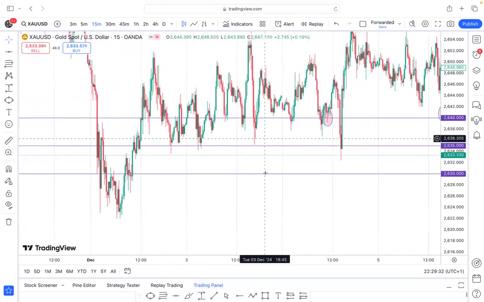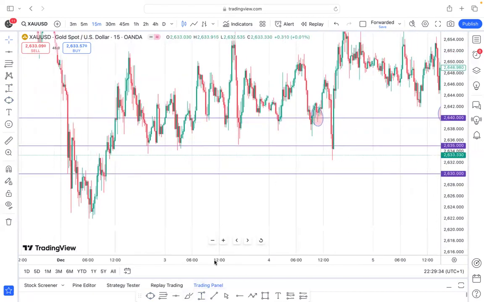Now, this purple line is our psychological level. So whenever you see me send out a trade and you see the purple line on my screen, that's where I'm going to place my entry. So now look at this purple line that's right here.